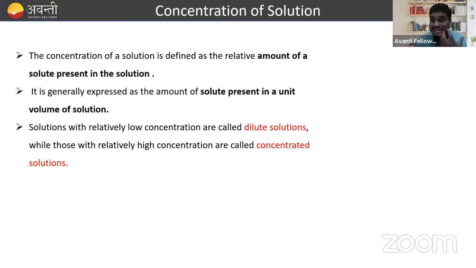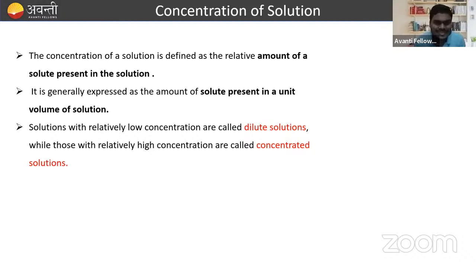What do you mean by the term relative here? Relative means solute and solution are related to each other. That is, if 2 gram is present in 100 gram, or if 2 gram is present in 200 gram, then the concentration varies relative to the amount of solvent as well. So the better way to define it: the concentration of the solution is defined as the relative amount of a solute present in the solution. I hope this is clear to you.